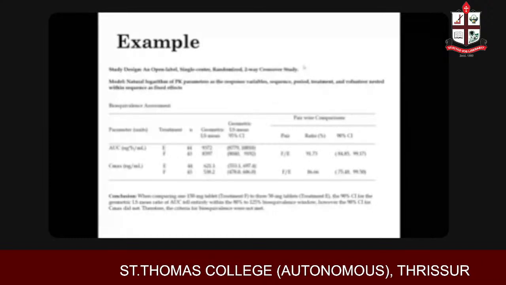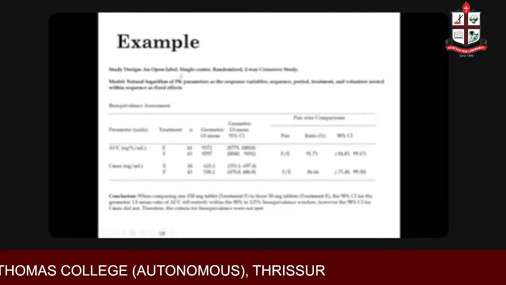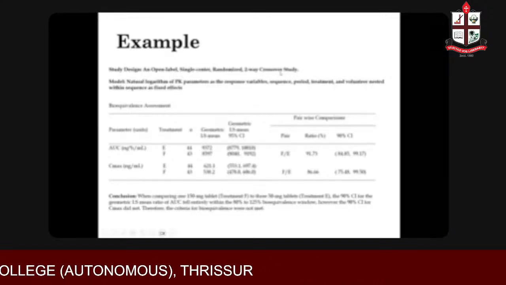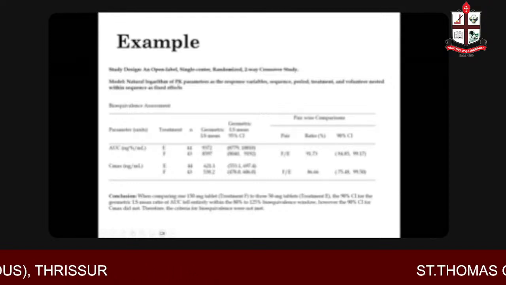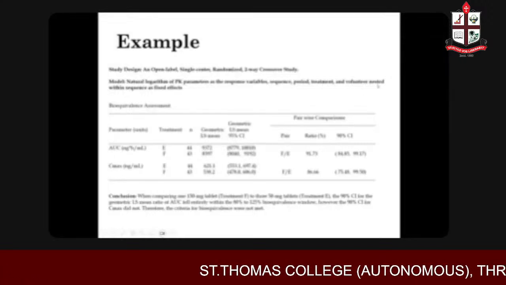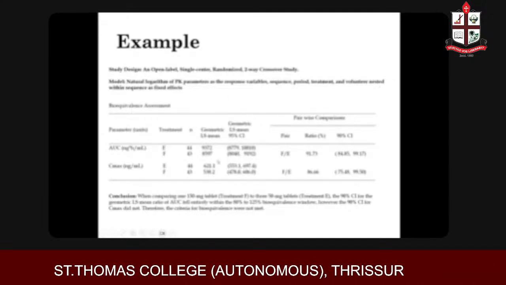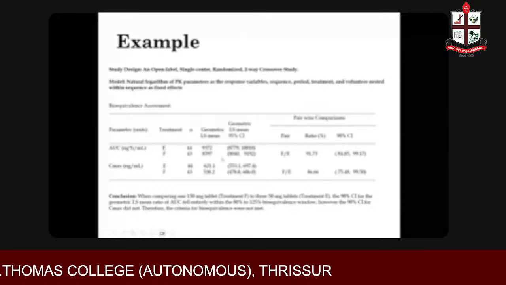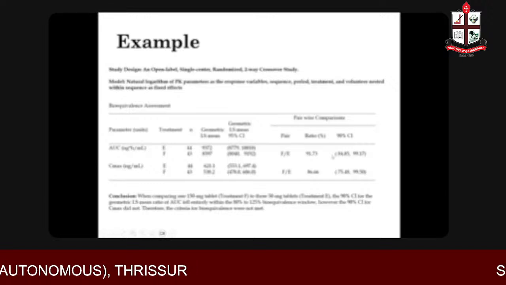So here, if you see, here is an example. Here we are using the crossover. As I told, for this study we are using crossover. And of course, the PK parameters will be log transformed, and sequence, period, treatment, and nested volunteer within sequence will be fixed effects. So we are using that, and here if you see, we are checking two treatments, E and F. We are checking the bioequivalence, whether it is equivalence or not.